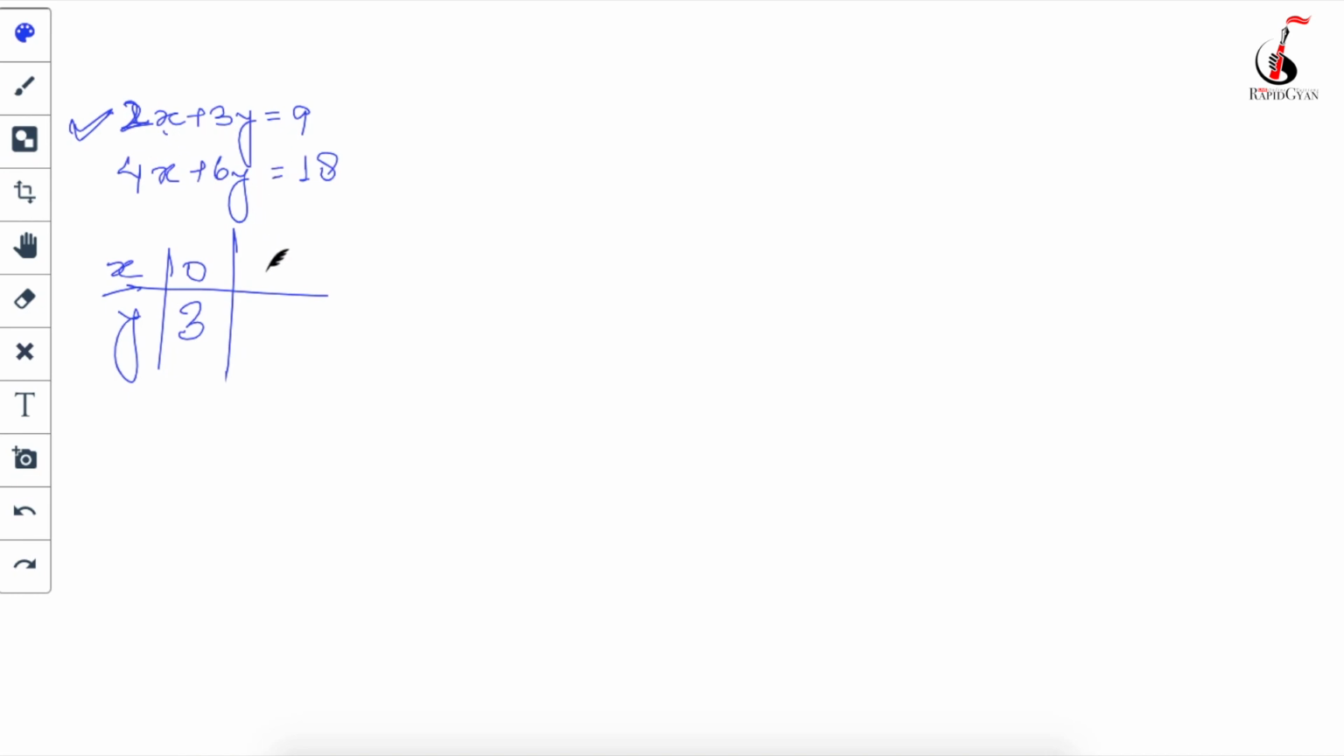Now I am going to put y equal to 0. So y will be 0 means 2x equal to 9. So x will be 9 upon 2, which is your 4.5, correct? So this I got for the first one.